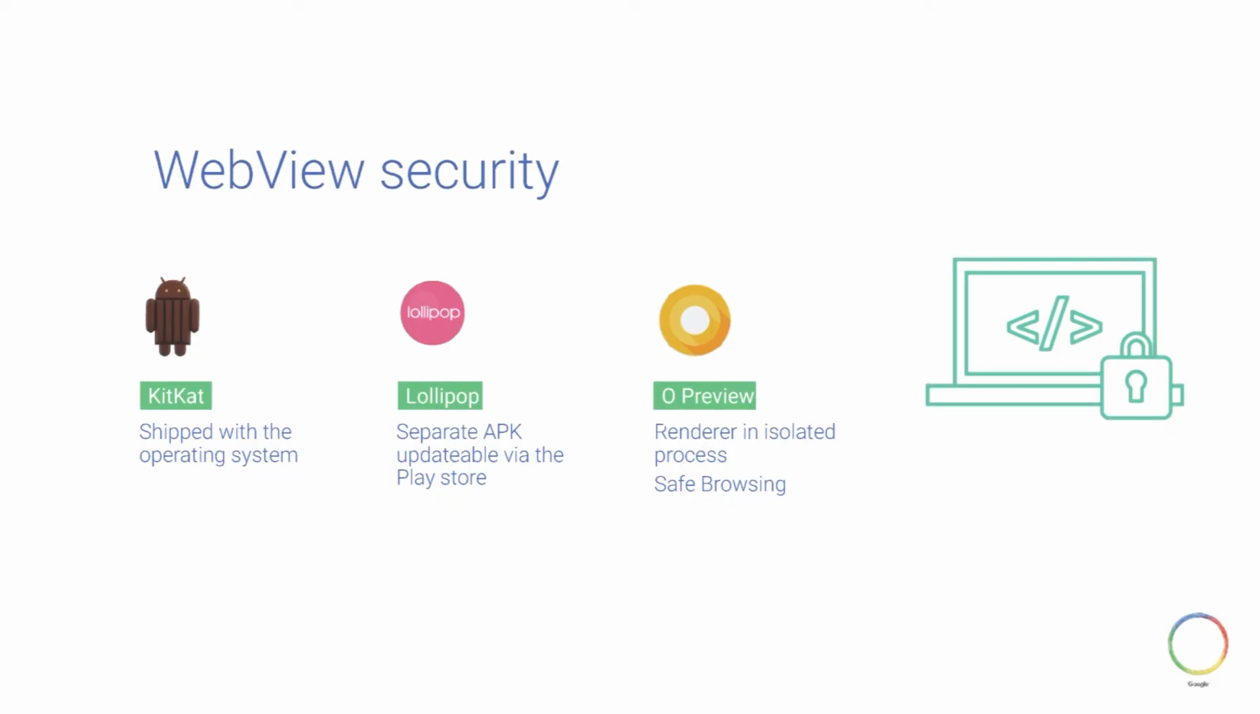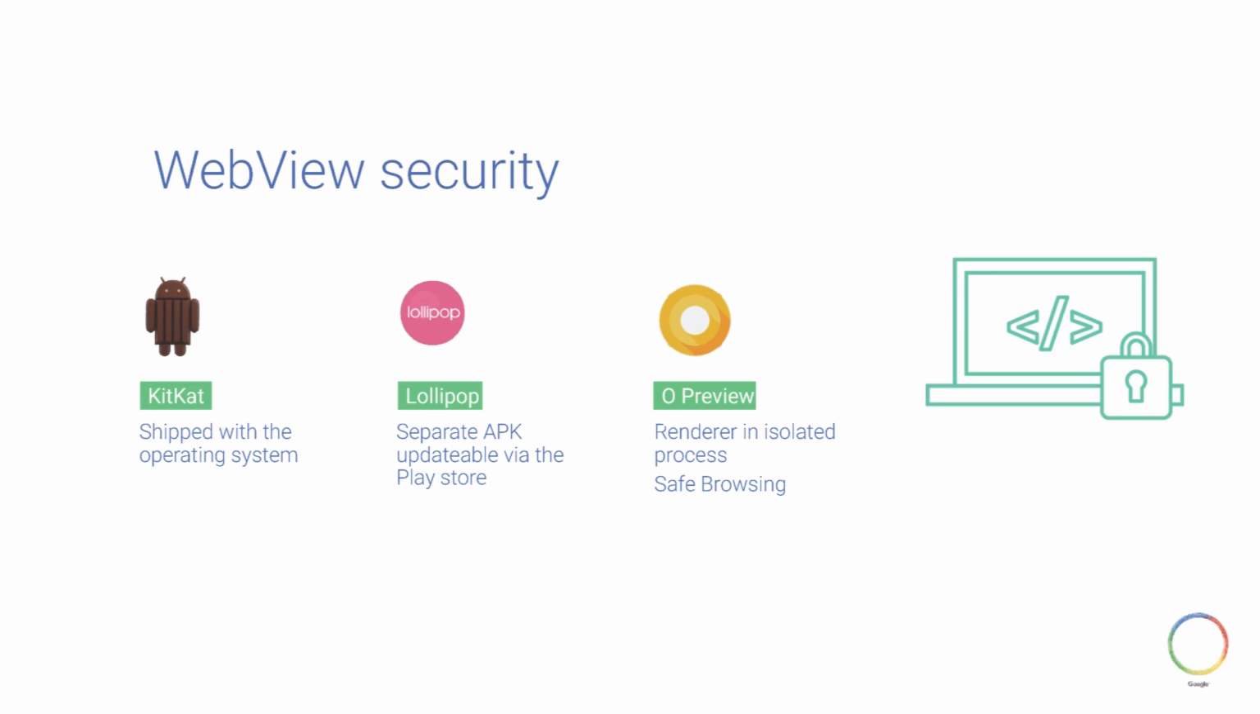First of all, handling untrusted content in web views. So web views, a little bit of history here, have been an interesting topic. In KitKat and before, the web view was part of the operating system. So it was actually shipped as part of the operating system. So updating the web view meant updating the entire operating system. In Lollipop, we separated the web view out of the operating system.